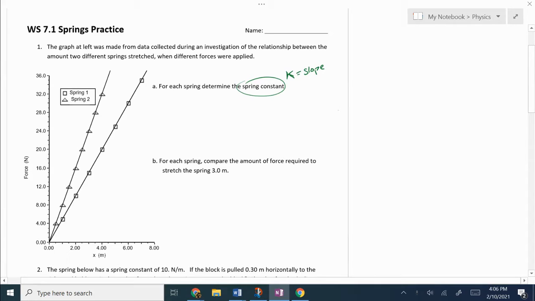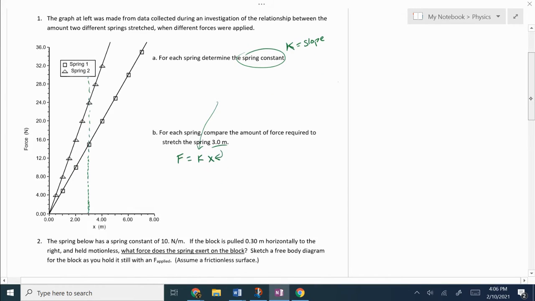For part B, there's a couple different ways you could do it. Since it is 3 meters, and 3 meters is on the graph, you could just draw upwards until you find it. You could also use F equals kx for each of them, and just plug in the k value that you calculated for A, and then the 3 meters for x. So either or, you can use the graph, or you can use the equation.